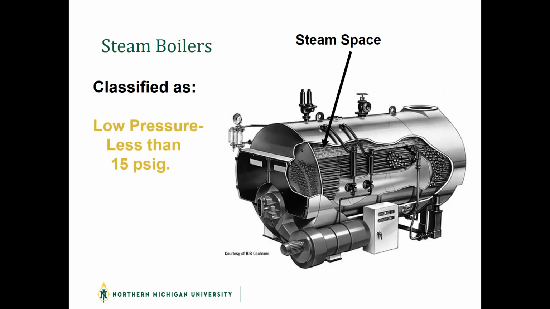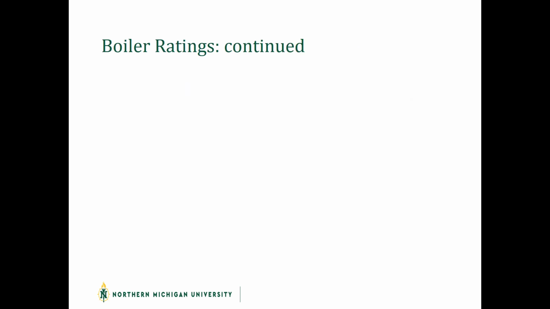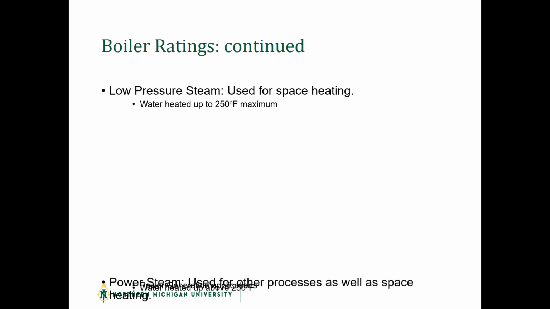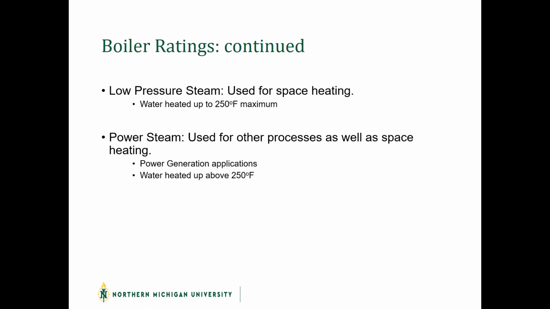When we get into classifications of pressure, if we have low pressure, somewhere in 15 psig or below, we're talking low pressure systems, and anything above that 15 psig is a high pressure or power steam type of system. Low pressure systems are used mostly for just space heating, but power steam is used for a lot of processes, so industrial plants, power generation applications, anything like that. Large industrial and commercial applications will be using power steam.